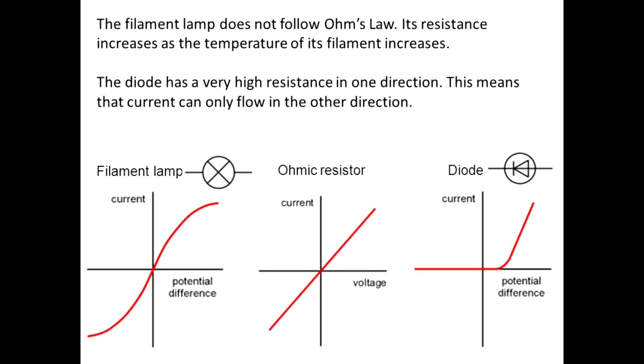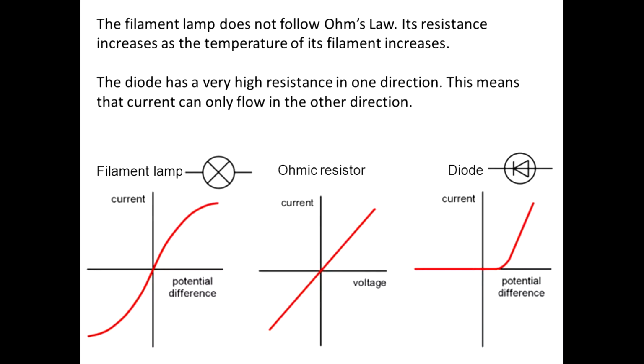Ohm's law is that current is directly proportional to the potential difference as long as the temperature remains constant. In the IV graphs, the ohmic resistor has the same potential difference and current throughout the whole of its graph.